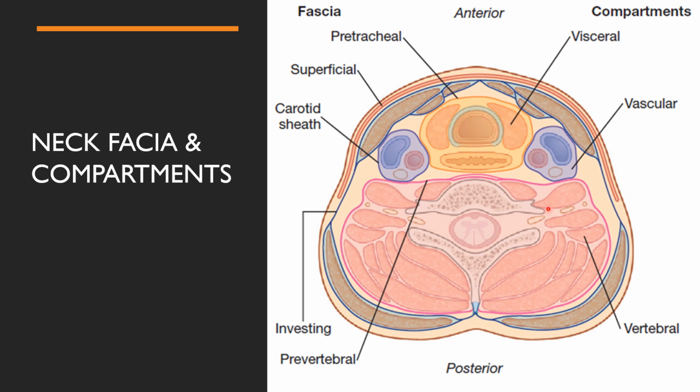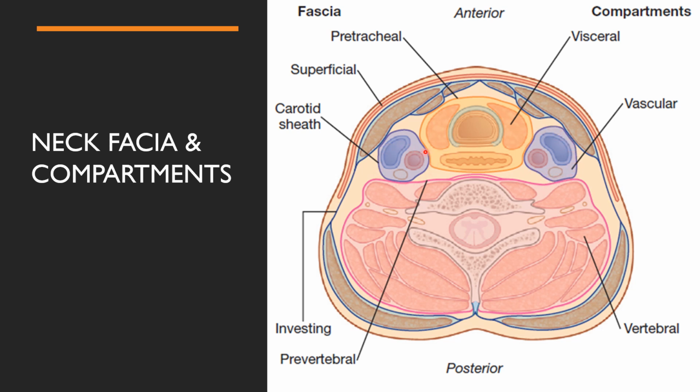We also have this layer, which is the prevertebral fascia, and the prevertebral fascia surrounds the cervical vertebra together with paravertebral muscles. We have a group of muscles surrounding the vertebra, lying anteriorly, laterally, and posteriorly. All of them are surrounded by this prevertebral fascia. And the last part of the deep cervical fascia is the carotid sheath.